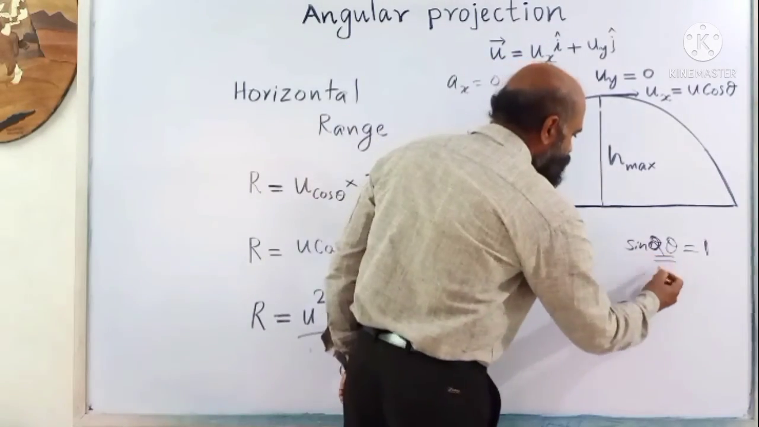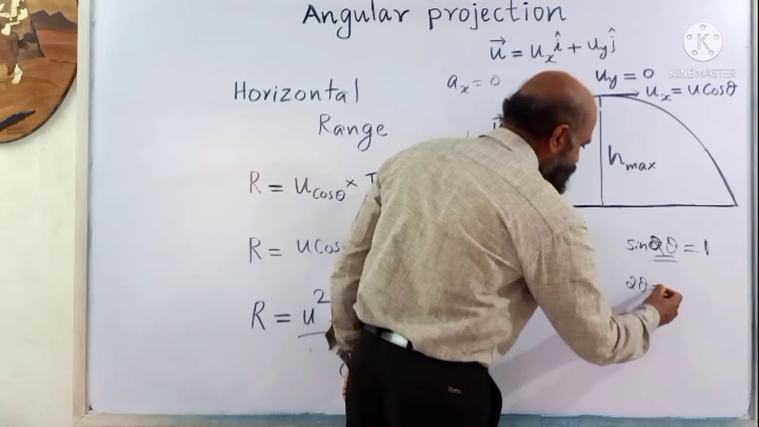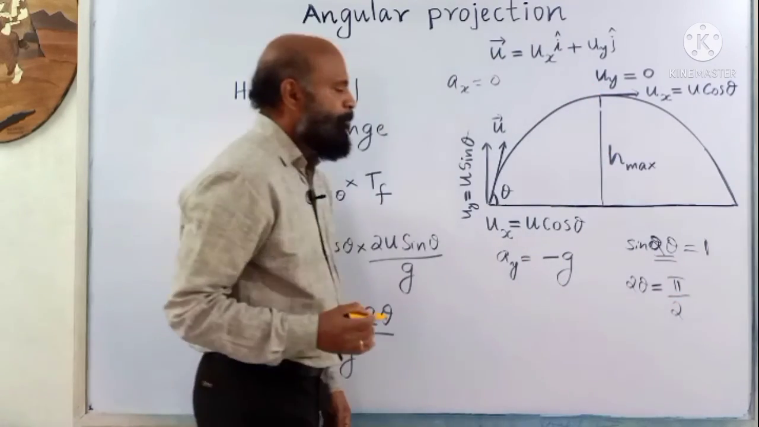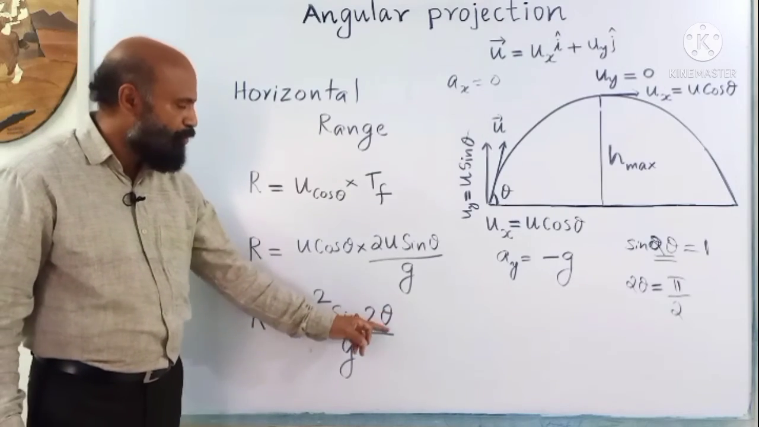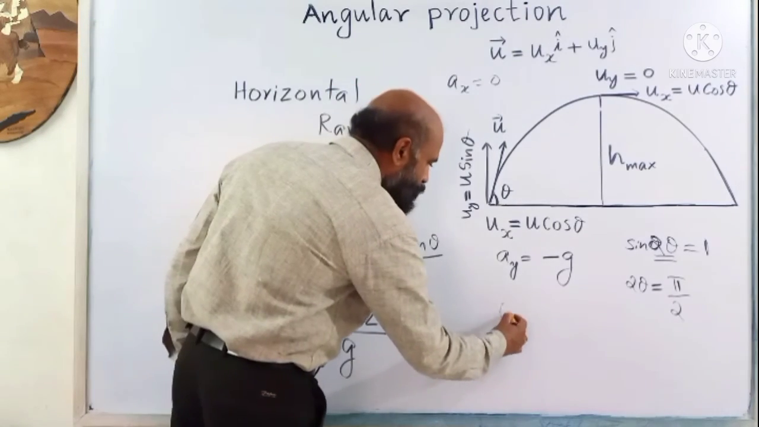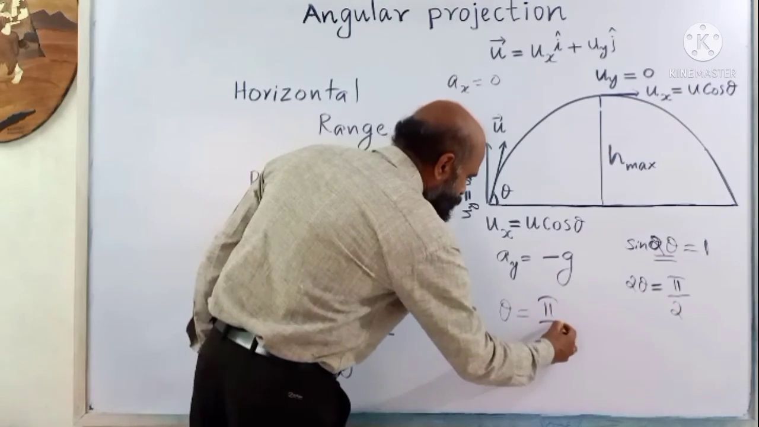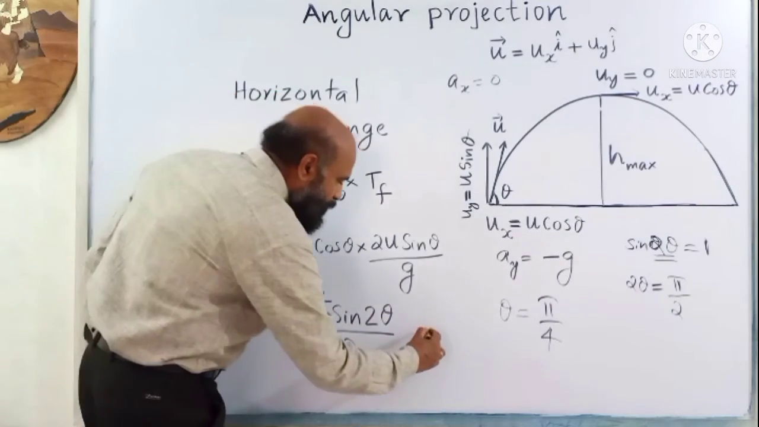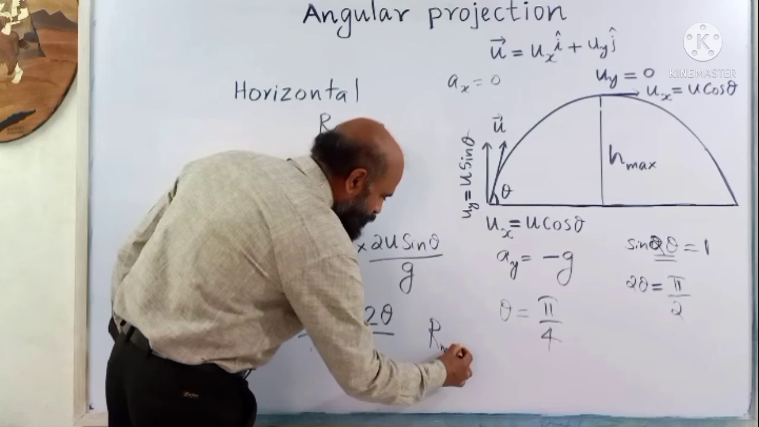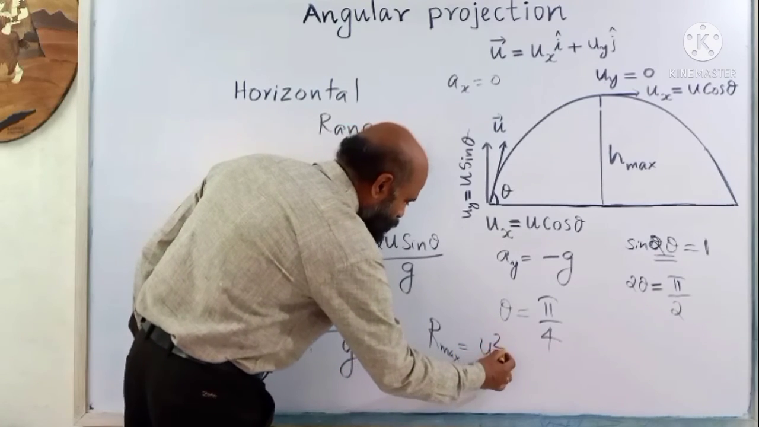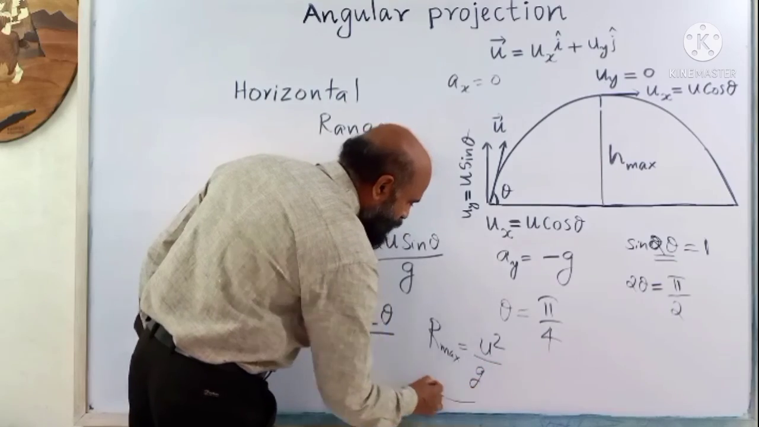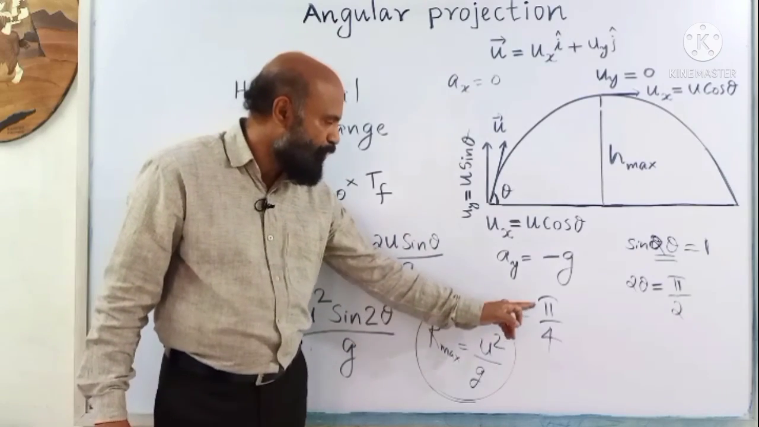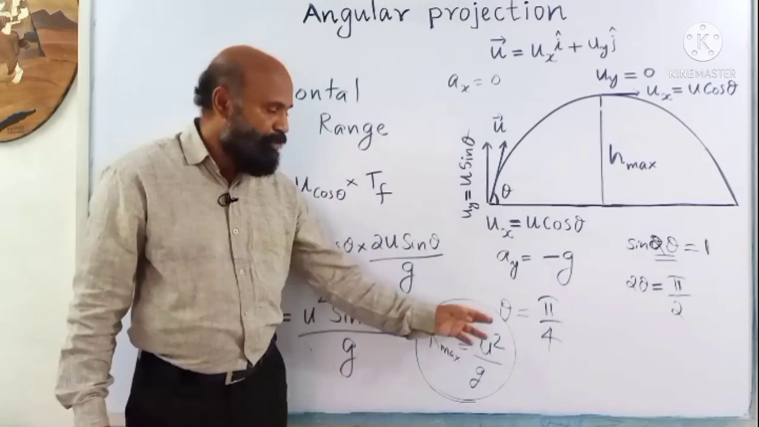That is when 2 theta is 90 degree or pi by 2 radians. So 2 theta should be pi by 2, or theta should be pi by 4. When theta is pi by 4, this will be 1. So range is maximum, and it is equal to u square by g. For a given velocity, if range is to be maximum, angle of projection should be pi by 4. That means 45 degree.